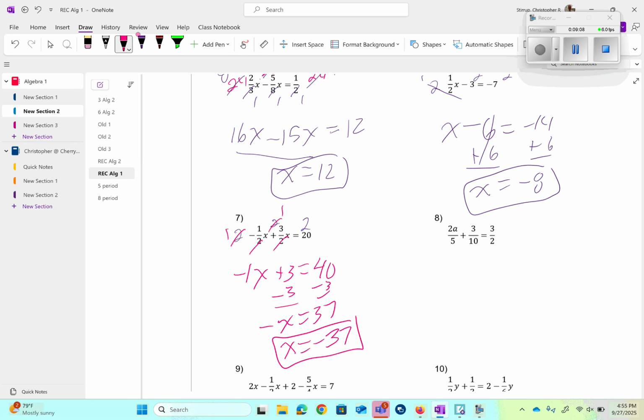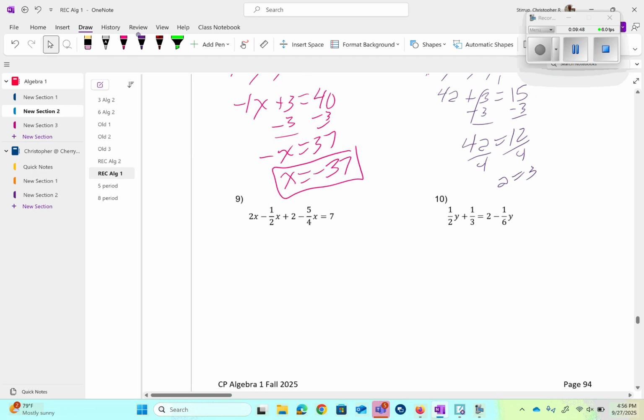Problem number 8, we have 3 denominators. We have a 5, a 10, and a 2. So think about what number 5 and 10 and 2 all go into. Sometimes it could be one of those numbers, and I think it's going to be 10. So we're going to multiply everything by 10 first. 5 goes into 10 twice. 2 times 2a is 4a. Plus 10 goes into 10 once. 1 times 3 is 3. 2 goes into 10 5 times. 5 times 3 is 15. Go ahead and subtract 3 from both sides of the equal sign. So I'm going to get 4a is equal to 12. Let's divide both sides by 4. So a equals 3.